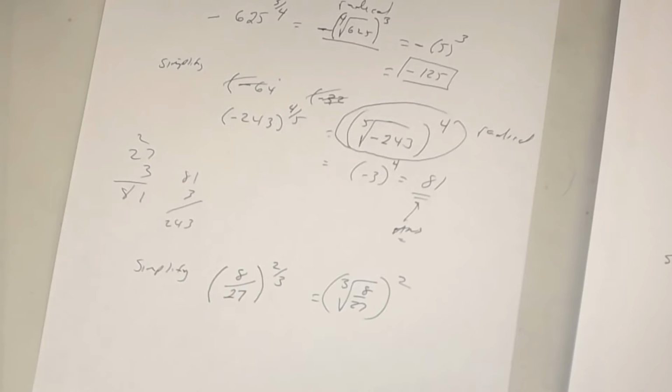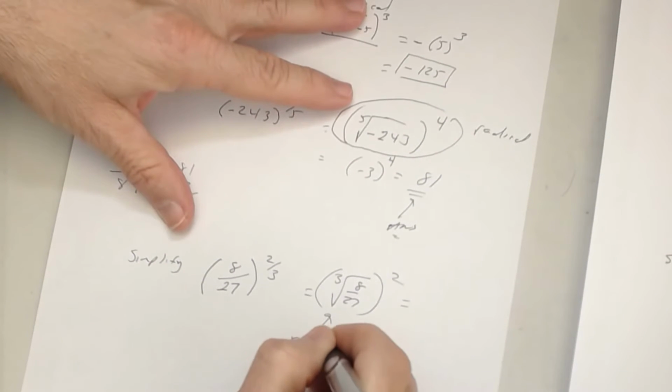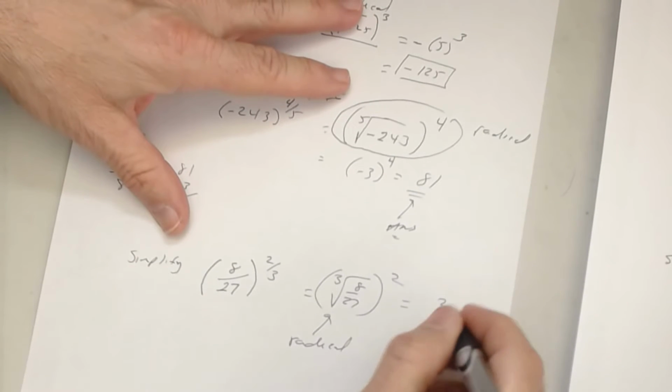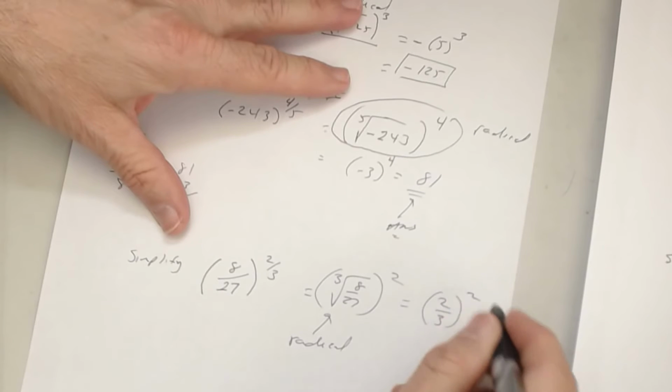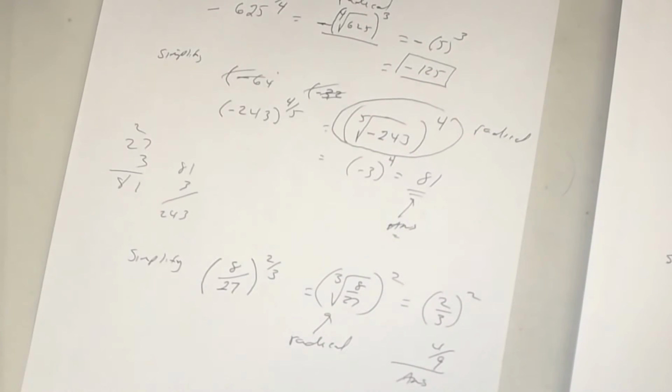Now let's find the answer. What's the cube root of 8? 2. What's the cube root of 27? All that's raised to what power? Now, what's the answer? 4/9. There's your answer.